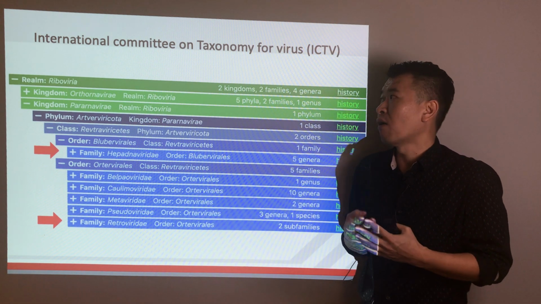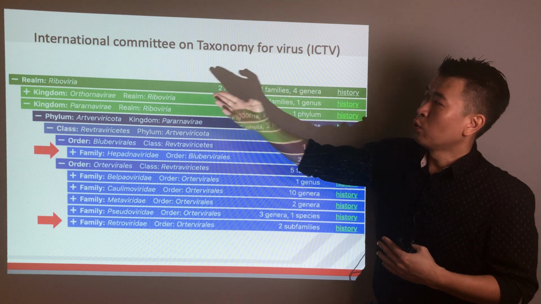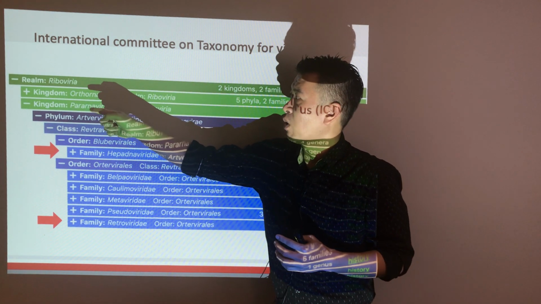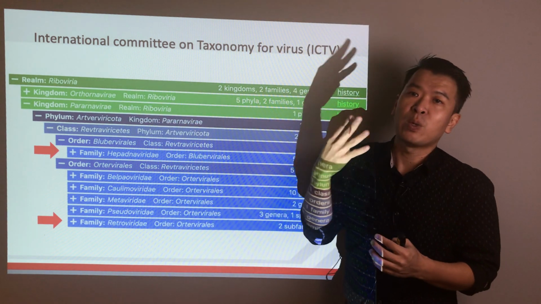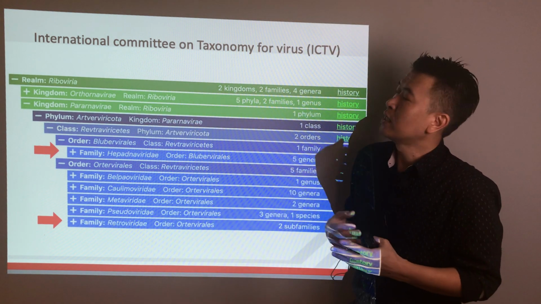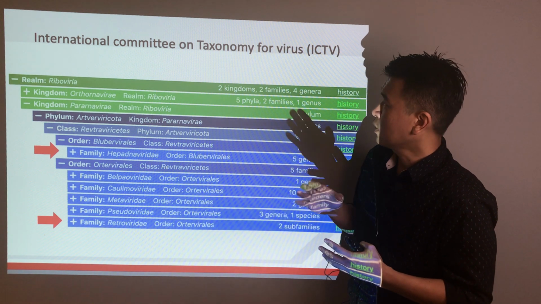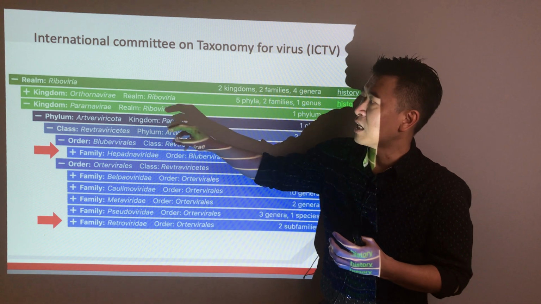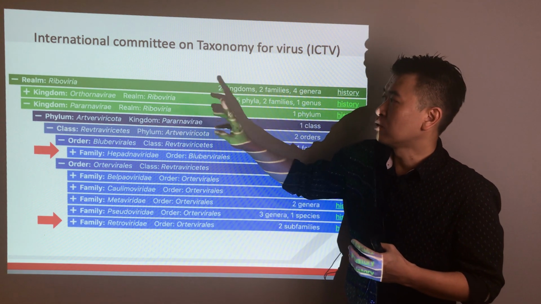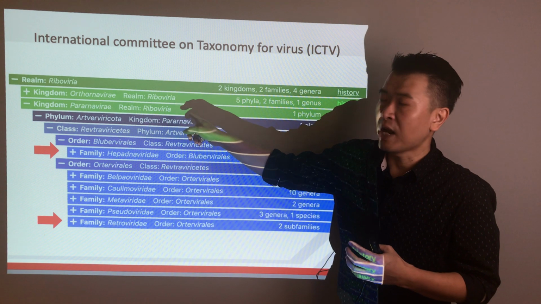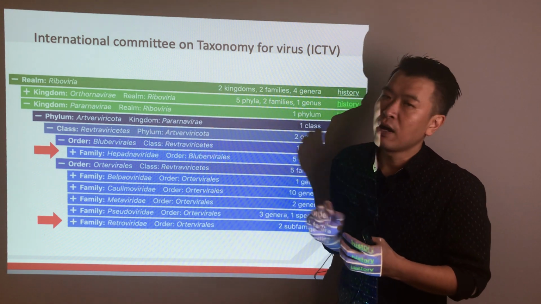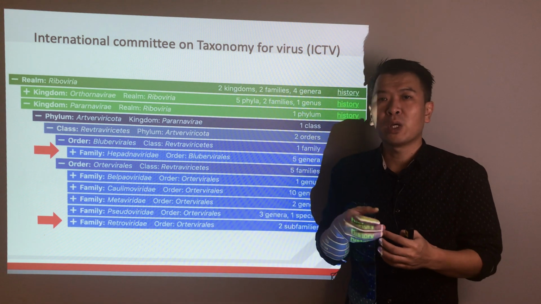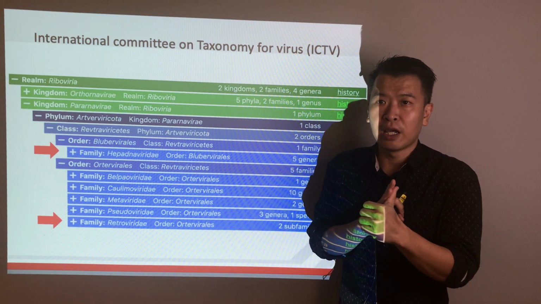There are four realms of the virus, and one belongs to the RNA virus, which is Riboviria. Then we have another three which belong to the DNA virus. Okay, so in this realm, Riboviria, we have two kingdoms. The first kingdom is Orthornavirae, and then the other kingdom is Pararnavirae.